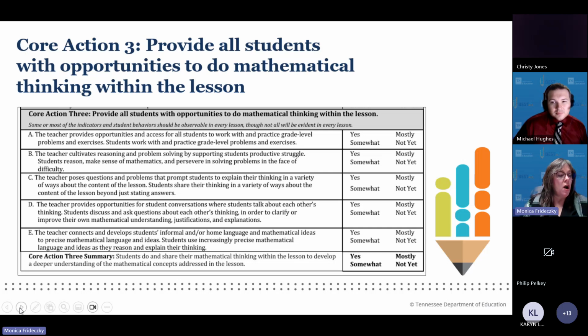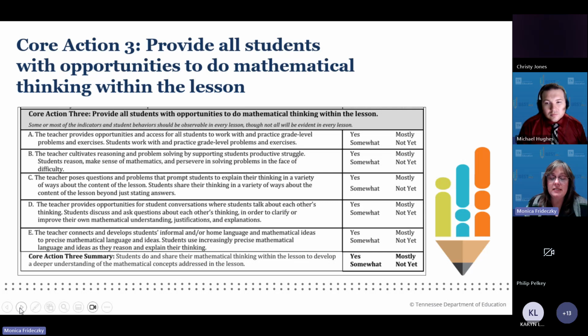So at the heart of core action 3, we want to see that all students have the opportunity to do the mathematical thinking within the lesson. Remember, this is key. Math is not a performance subject. It is a thinking subject. We don't see students thinking. You cannot see what's happening inside their brains. But what you can look for is evidence that there are opportunities for students to think.